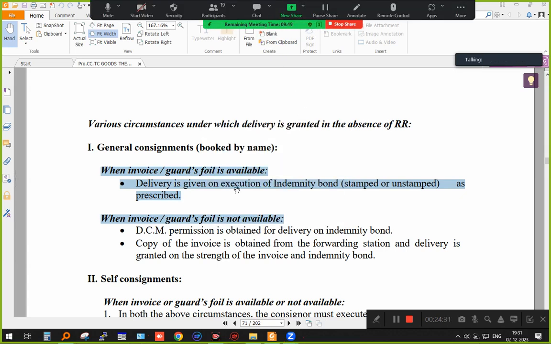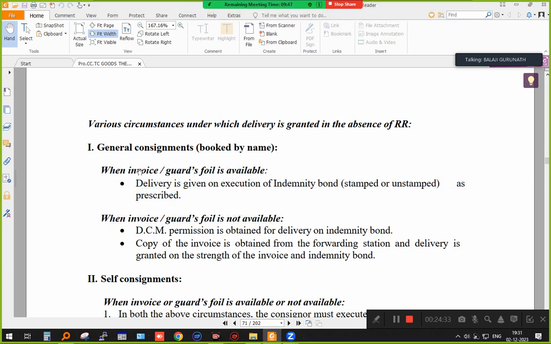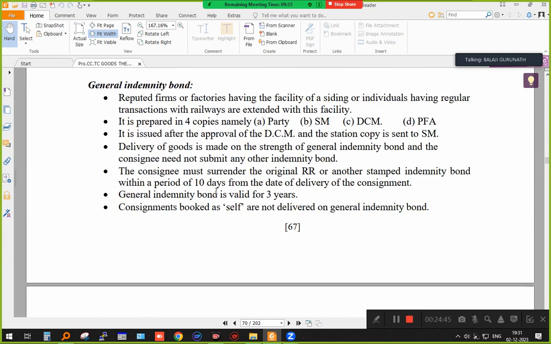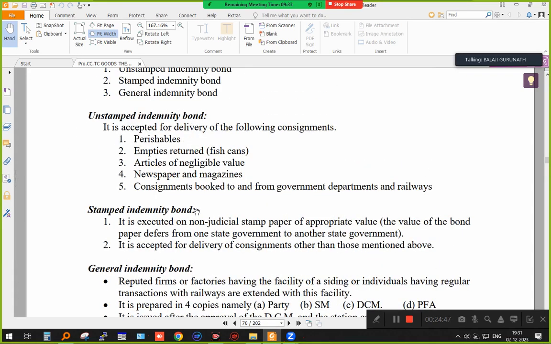Yes, sir. So when the invoice copy is available, you will know all the details about the package. That time we can give delivery on the execution of an indemnity bond, stamped or unstamped as prescribed. Unstamped for all these, stamped for these.